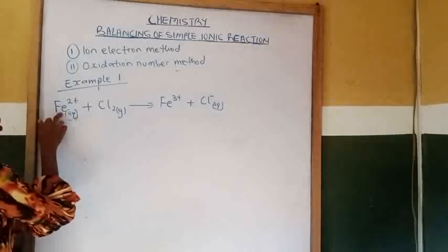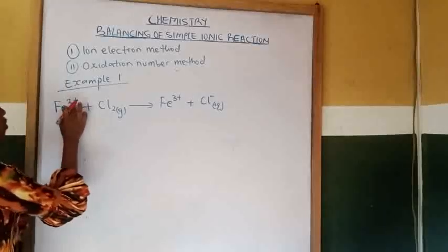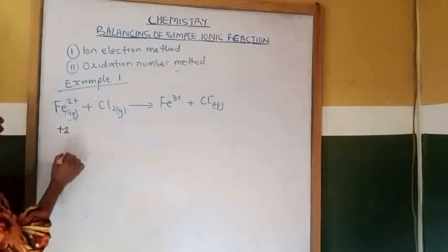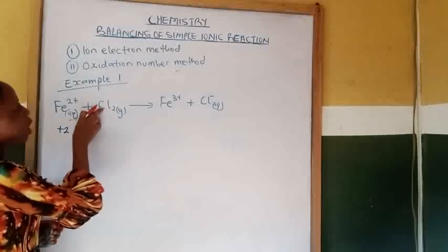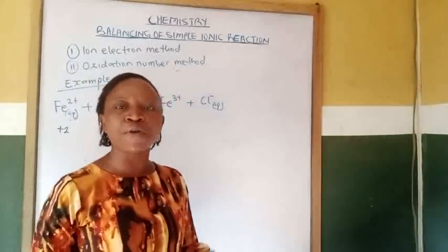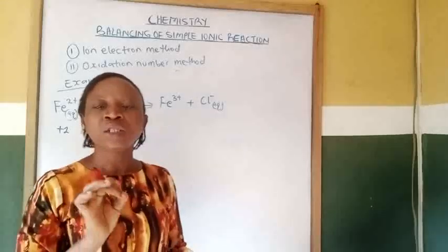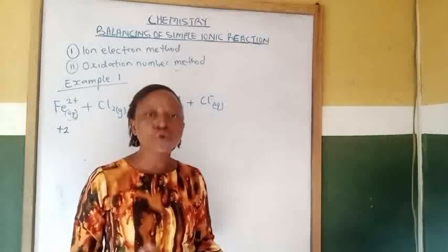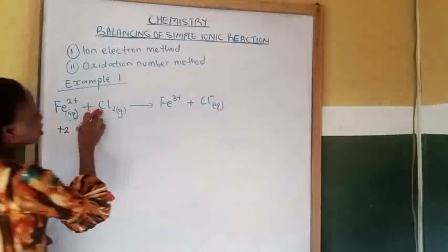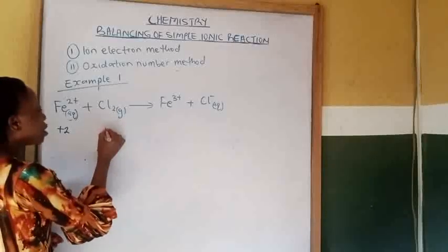What is the oxidation number of iron? The charge on it is the oxidation number of iron. So the oxidation number of this Fe is +2. What is the oxidation number of chlorine molecule? Note, the oxidation number of any free atom or molecule is usually equal to 0. This is a chlorine molecule because it is in the form of gas, Cl2, so the oxidation number is 0.